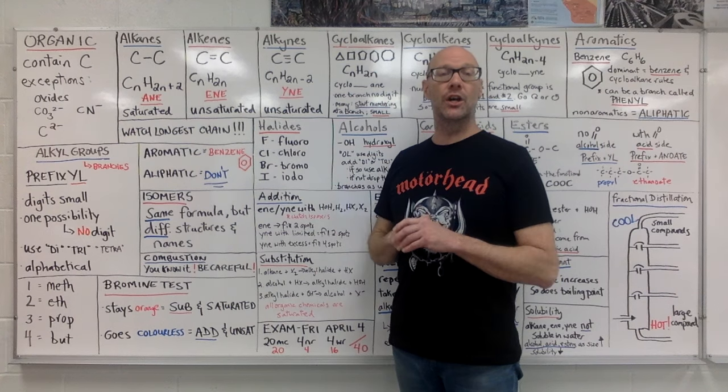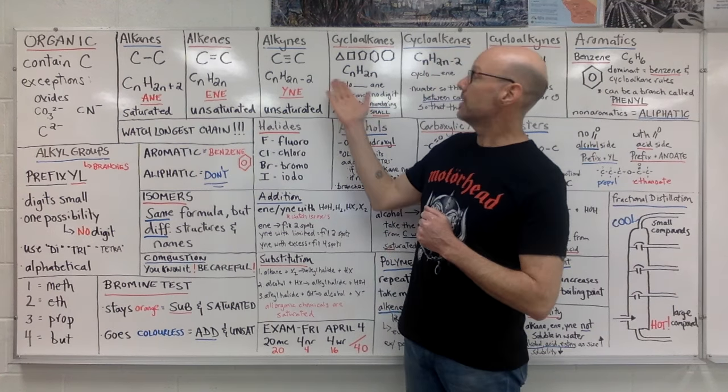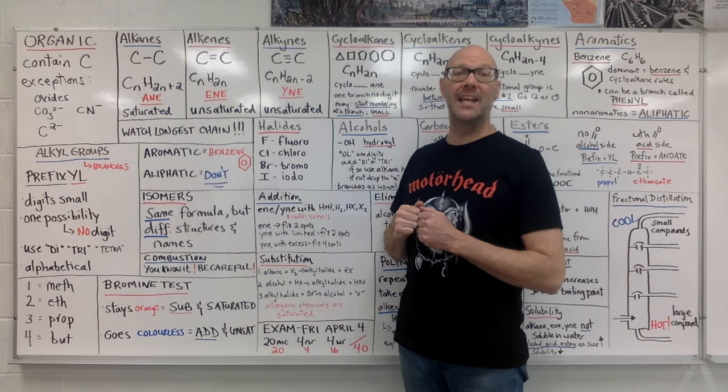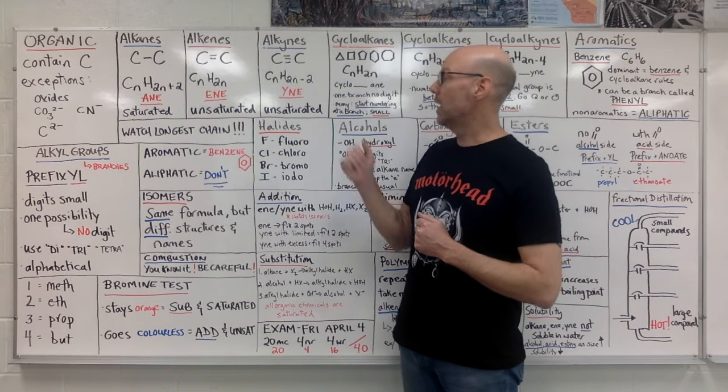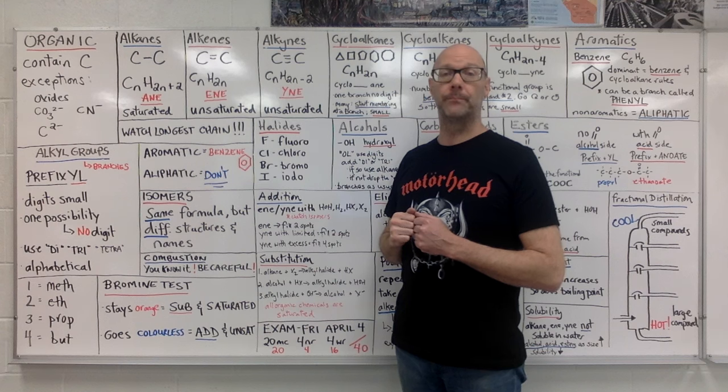Very similar are alkynes. These are linear hydrocarbons that have a triple bond somewhere in their chain. They have a general formula CnH2n-2, and they, like alkenes, are unsaturated.